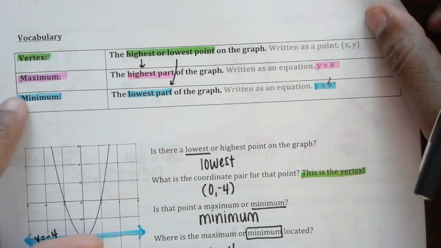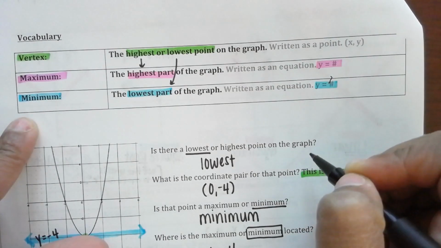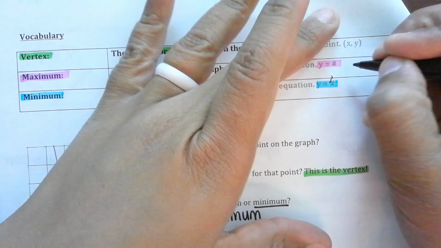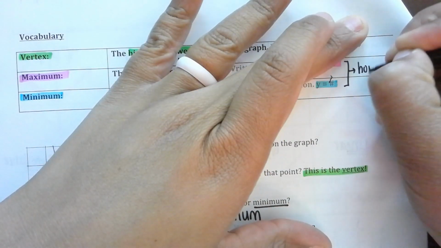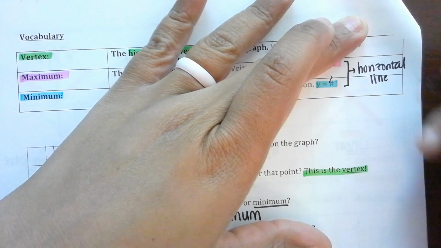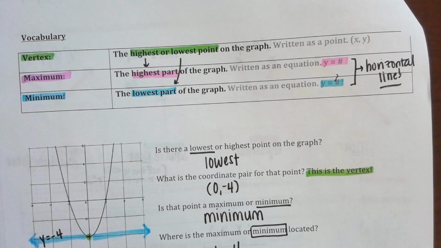So, when we have a maximum, we write it as y equals a number. When we have a minimum, it's y equals a number. That's because it creates a horizontal line. If you don't know that, I would write that in. Meaning it's going to make a zero slope at the line where it's going to be the lowest or the highest. I would probably write this down.